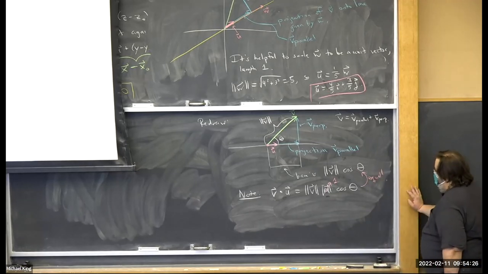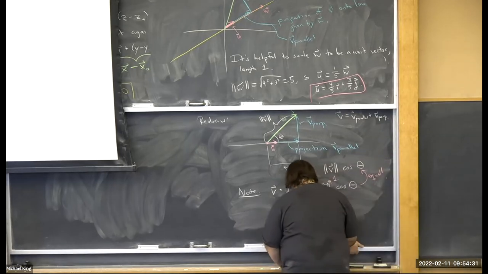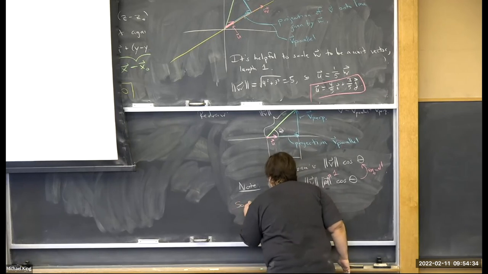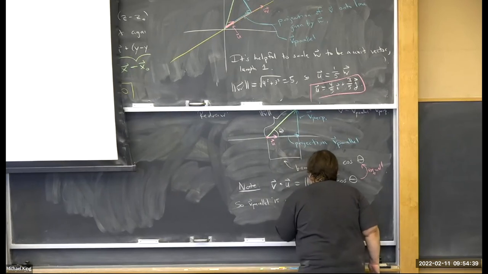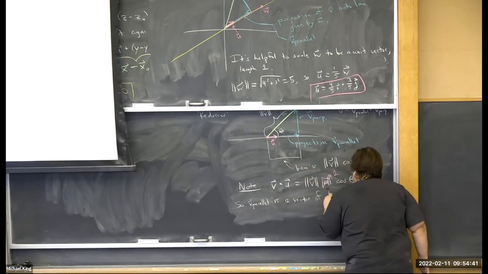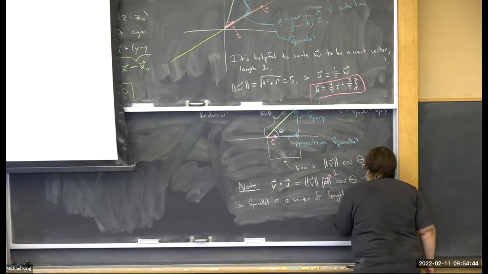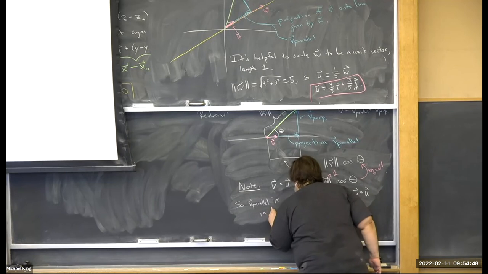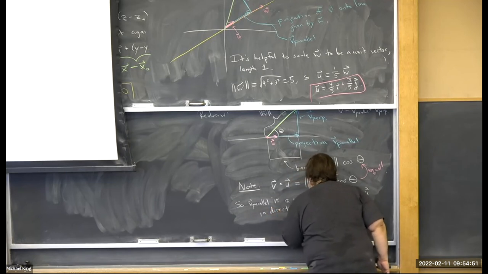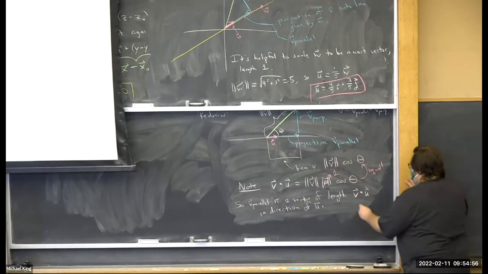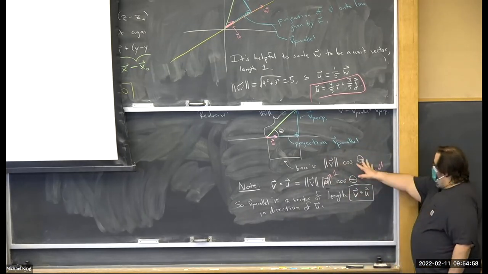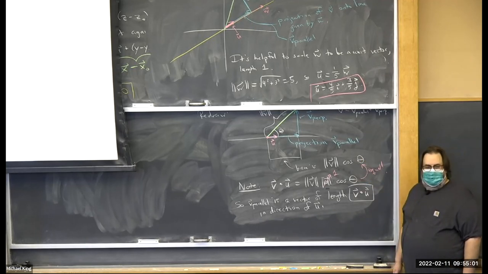And so in fact, v parallel is a vector of length v dot u. Remember, this is after scaling u to be a unit vector in the direction of u. So that's kind of amazing. It kind of works out perfectly. The cosine theta is kind of perfect there.